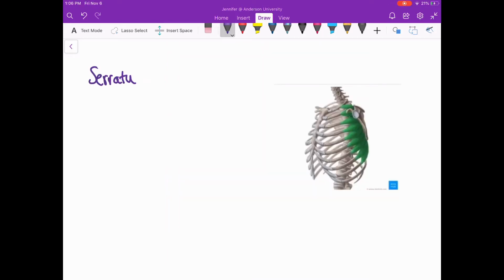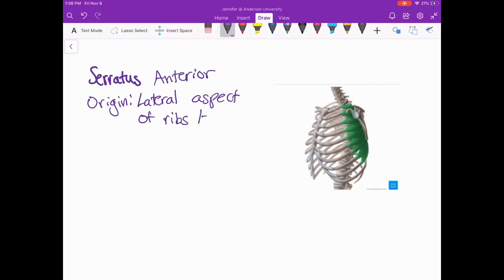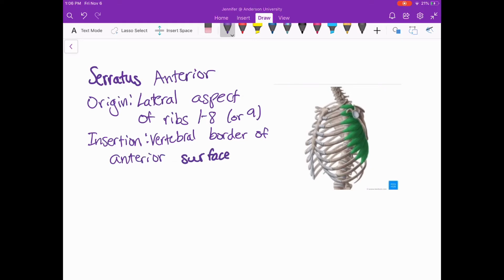The serratus anterior is a fan-shaped muscle deep to the scapula, deep and inferior to the pectoral muscles on the lateral rib cage. The origin is the lateral aspect of ribs 1 through 8 or 9, and the insertion is the vertebral border of the anterior surface of the scapula. These have serrated edges, and that's where they get their name from, which makes them easier to identify on a cadaver.